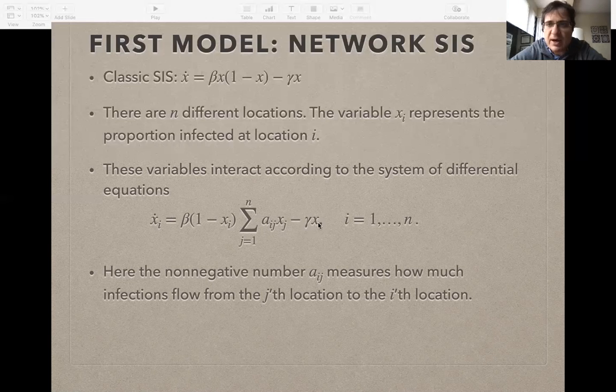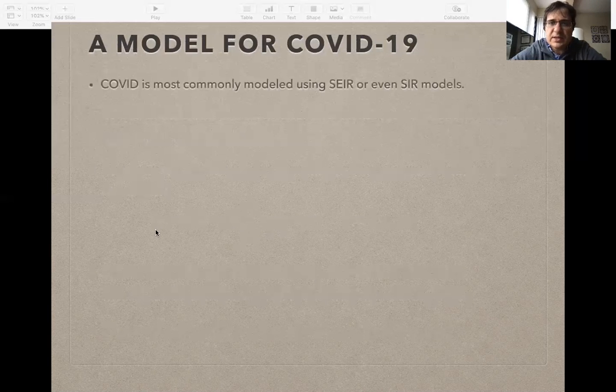It should be minus gamma xi, right? The minus gamma here is the recovery rate, and this is the differential equation governing xi, the proportion of infected at location I. Okay, so of course, something like SIR and SCIR models are more commonly used to model, let's say, COVID-19.